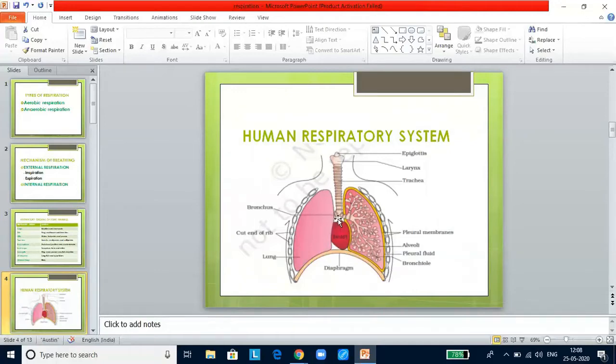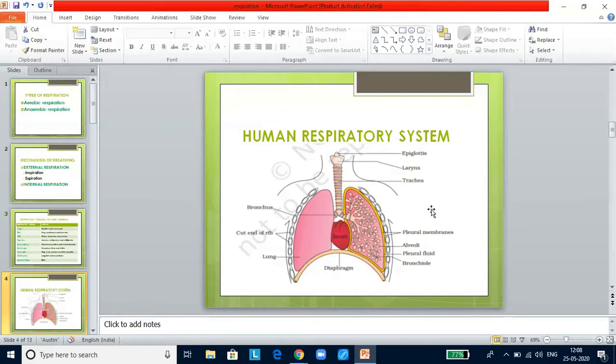This long thing is the bronchus, and this bronchus will divide into bronchi entering the left lung and the right lung, and inside it will break into branches called bronchioles, and at the tip of the bronchioles you will find the alveoli. These are the pleural membranes that surround the lungs, and this is the pleural fluid. So you have to learn this diagram and also the labeling. It is very important from the exam point of view, where they might ask you to identify the parts or relate it with the function of the parts given.